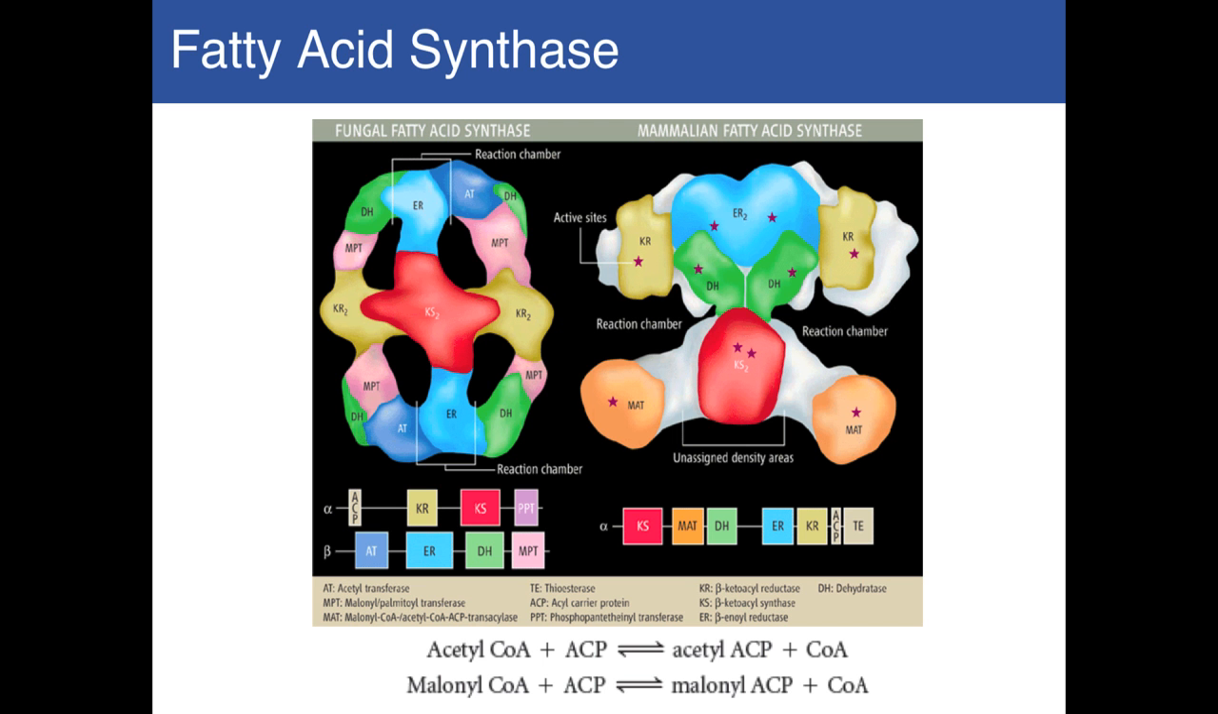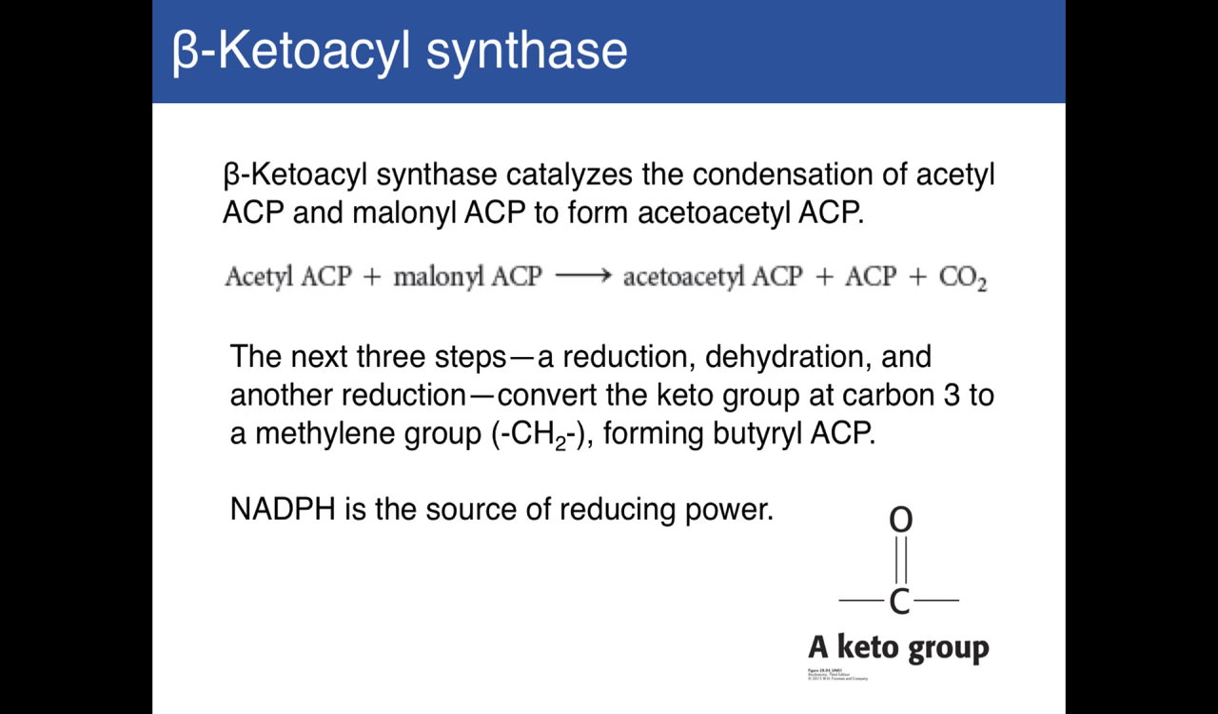So KR down here is the beta keto acyl reductase. So that's right here and right there. DH is the dehydrogenase. The KS is the beta keto acyl synthase. That is right there in the middle. So anyway, you can go through the whole thing. There's malonyl palmitoyl transferase. Basically, all of these reactions occur in one enzyme in the reaction chamber. It's crunching through all four of those reactions and doing them really quickly, and that's all happening within the fatty acid synthase.